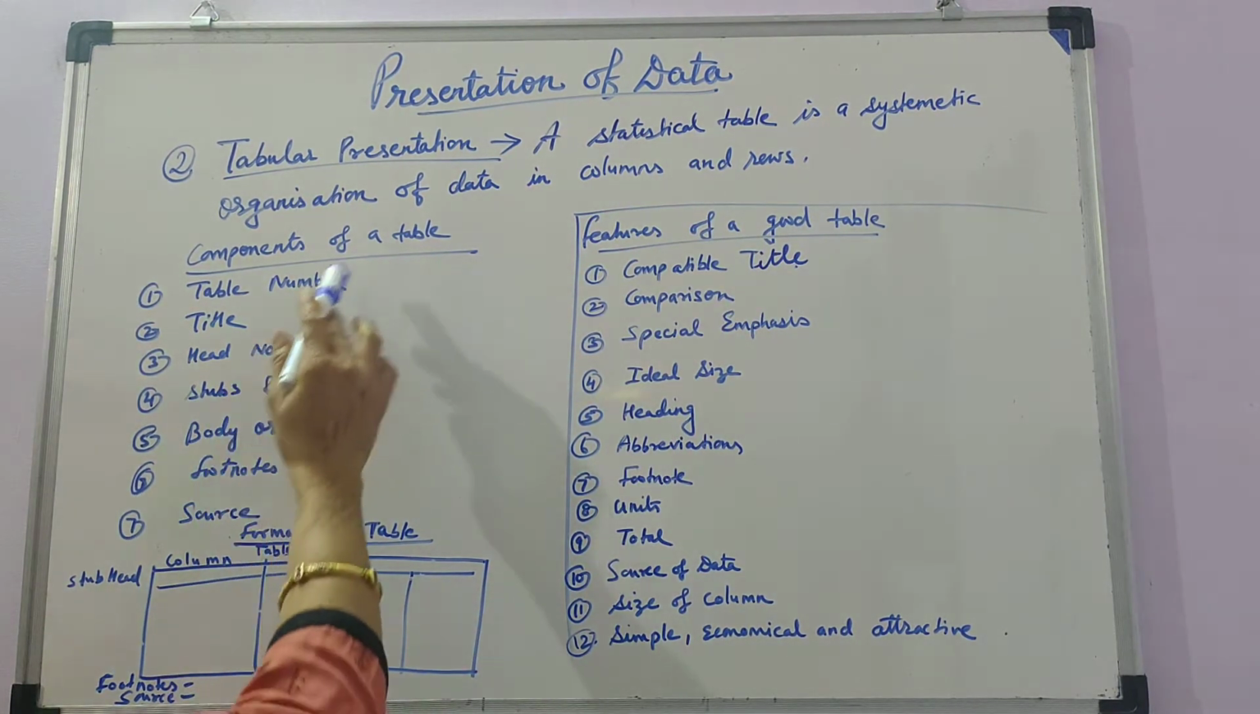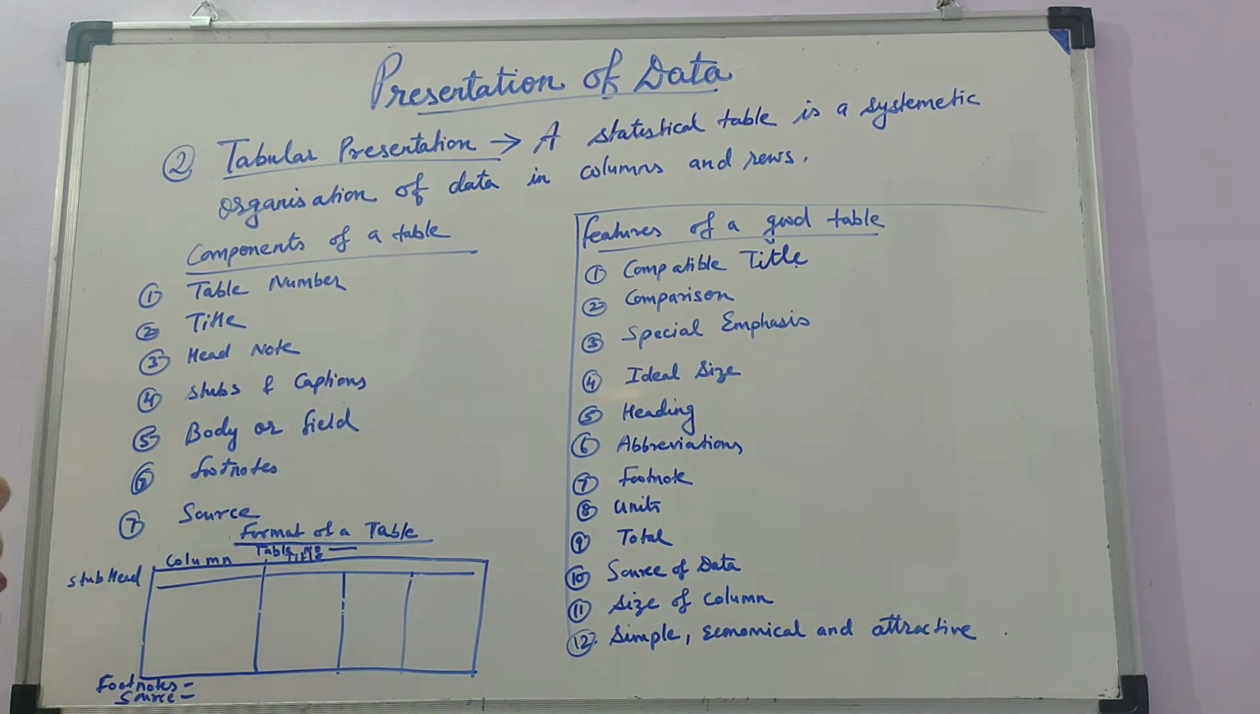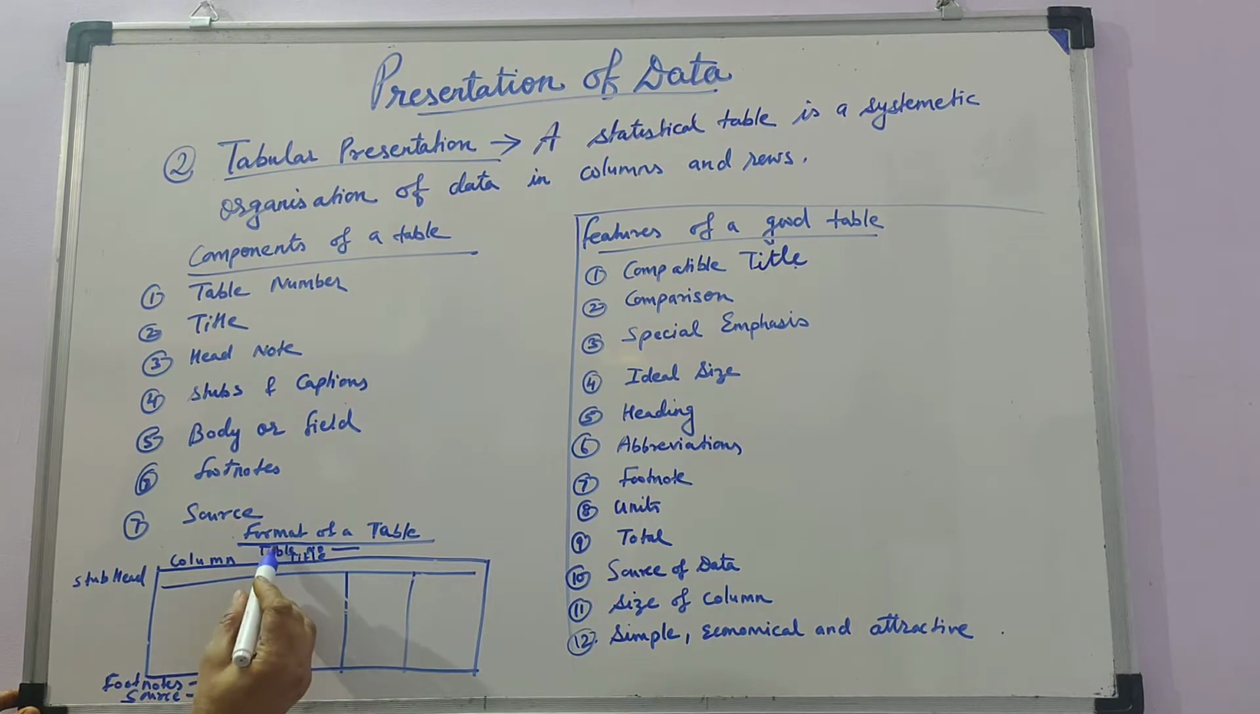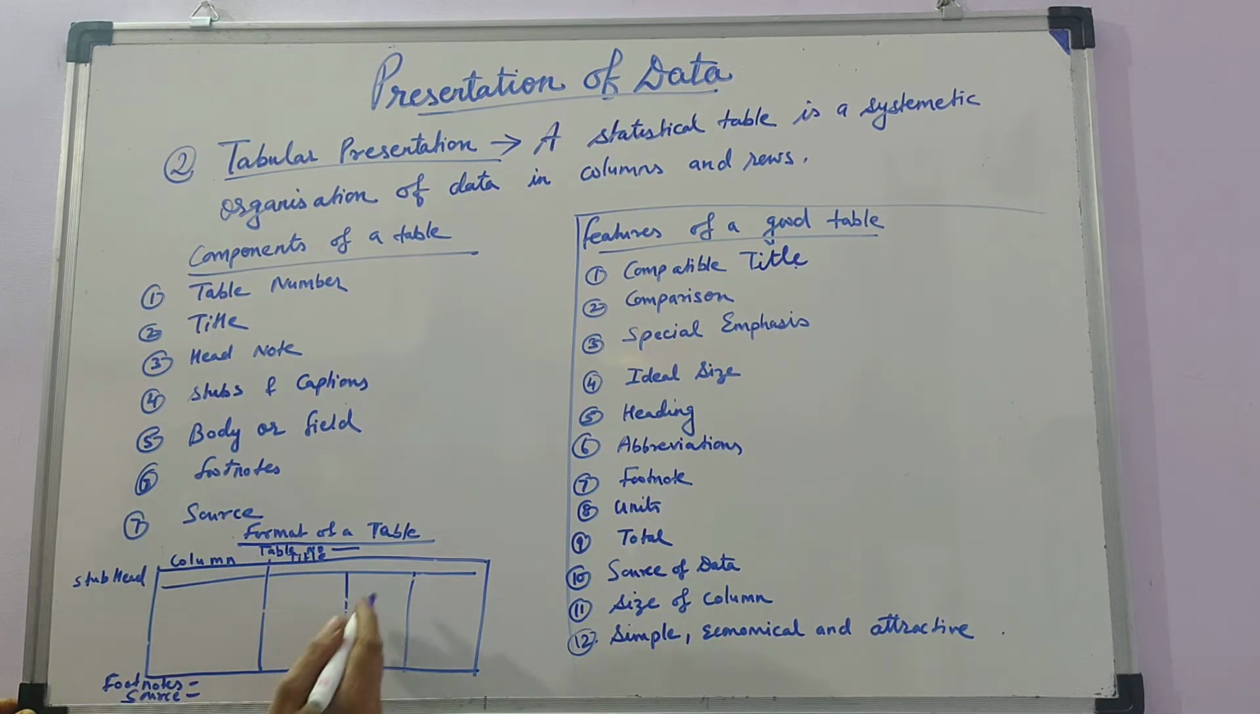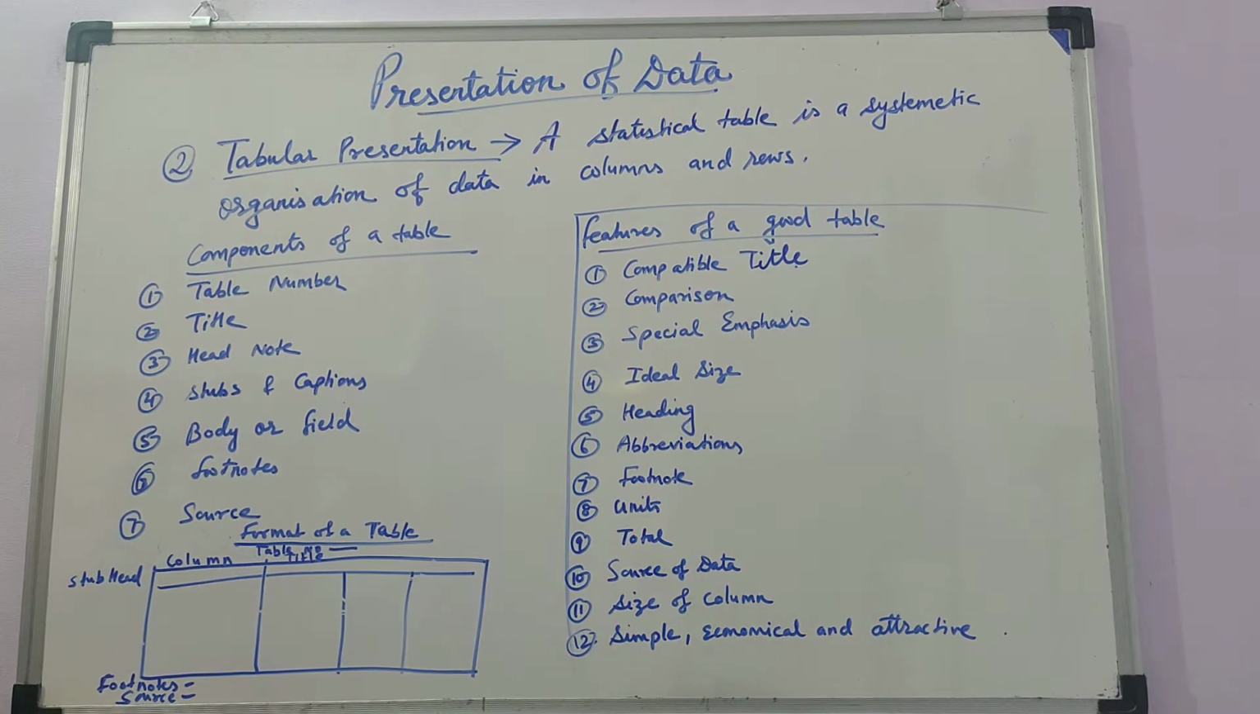So what are the components of a table? Table में क्या क्या components होते हैं? This is the format of a table. That is, on the top of the table, the table number is written. Then the title of the table is written. Then subheads, columns are there, and these are the different rows and different columns. So what were the components of a table?